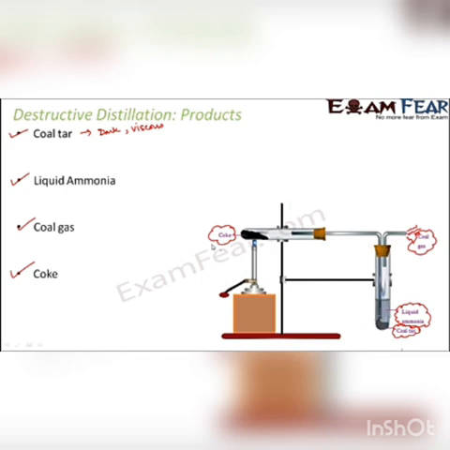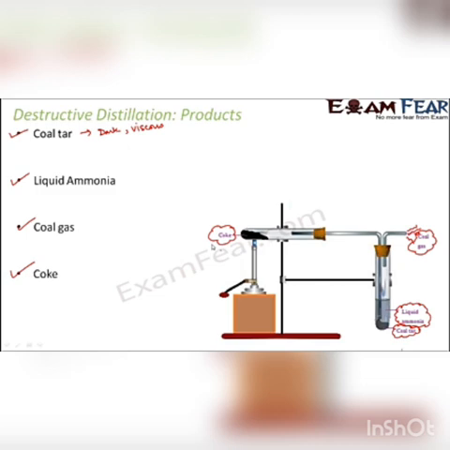Now, why is it called destructive distillation? Because we have destructed the coal. The coal is no more there. But instead of coal, we have so many different useful products: coke, coal gas, liquid ammonia, coal tar. So we got 4 different products from coal.